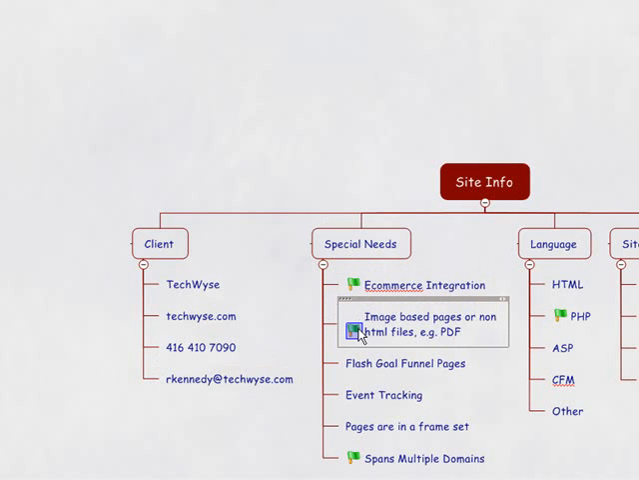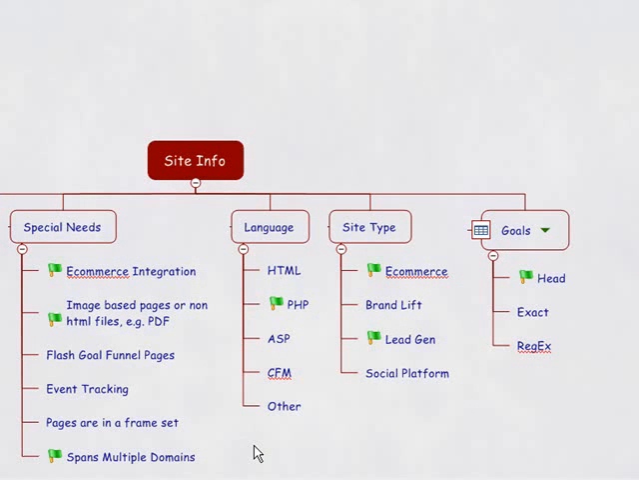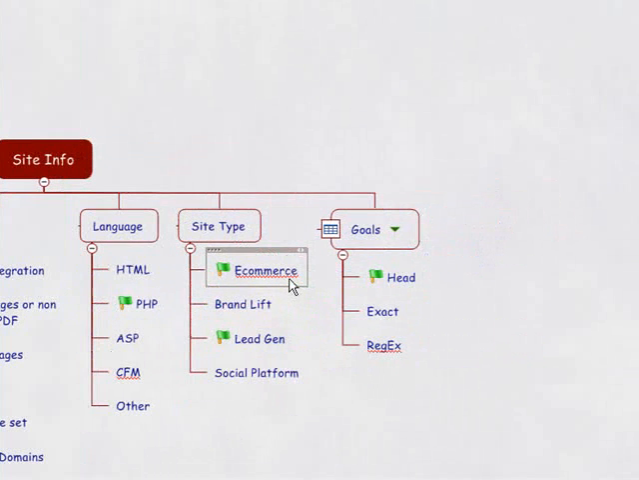I have 3 green flags: e-commerce integration, image-based pages or non-HTML files, and spanning multiple domains. Those 3 mean that you have to modify your Google Analytics tracking code, and you also need to place the code in a special way for e-commerce integration. In the coding language of the site, it's always good to know. We've discovered that's PHP in this website. The website type we talked about in the manual, very important that we know this. This is an e-commerce and a lead generation website.